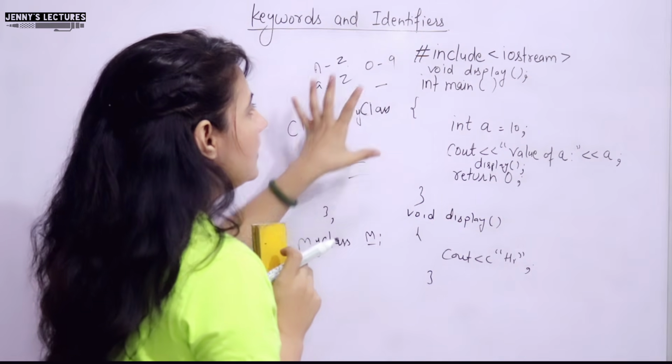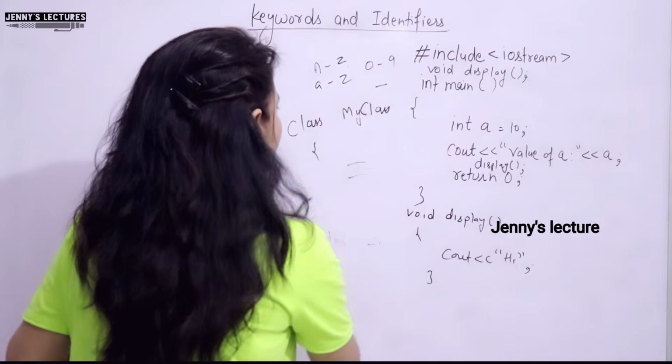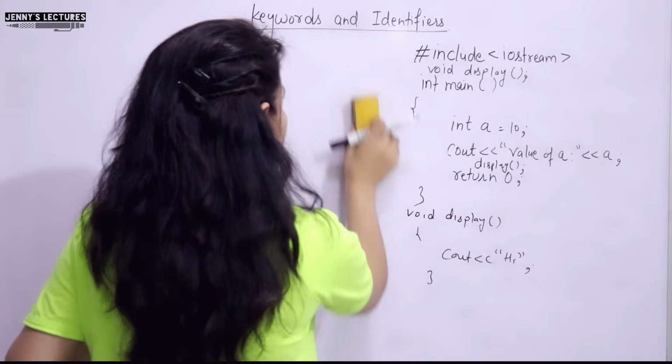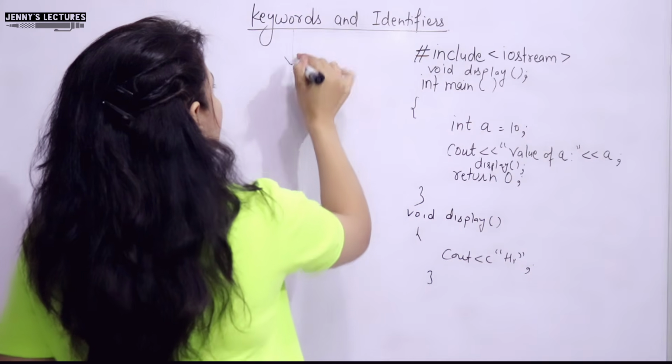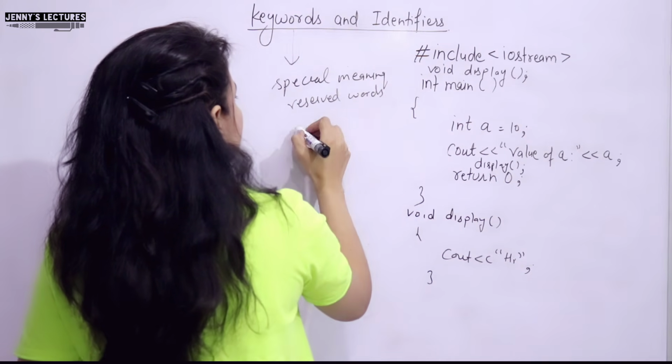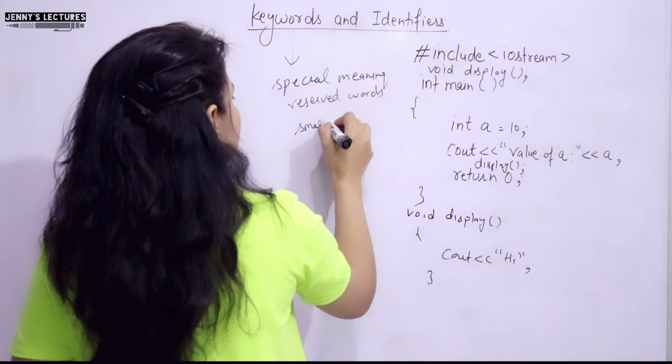Now, what is a keyword? Keywords are reserved words. Reserved words have some special meaning to the compiler, and these are written in small letters.